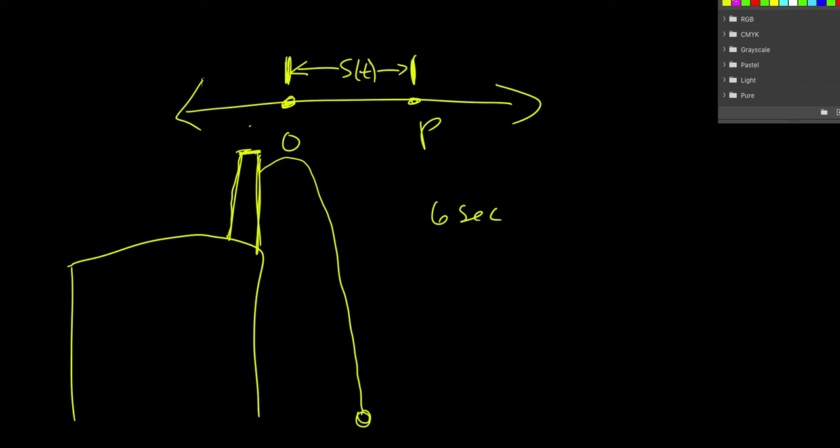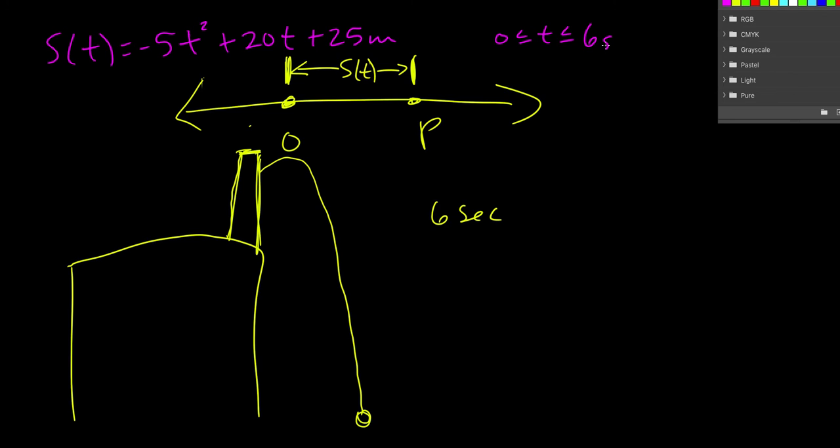Okay. We're given a displacement function. So S of t is equal to negative 5t squared plus 20t plus 25m. And once again, that happens between 0 and 6 seconds.